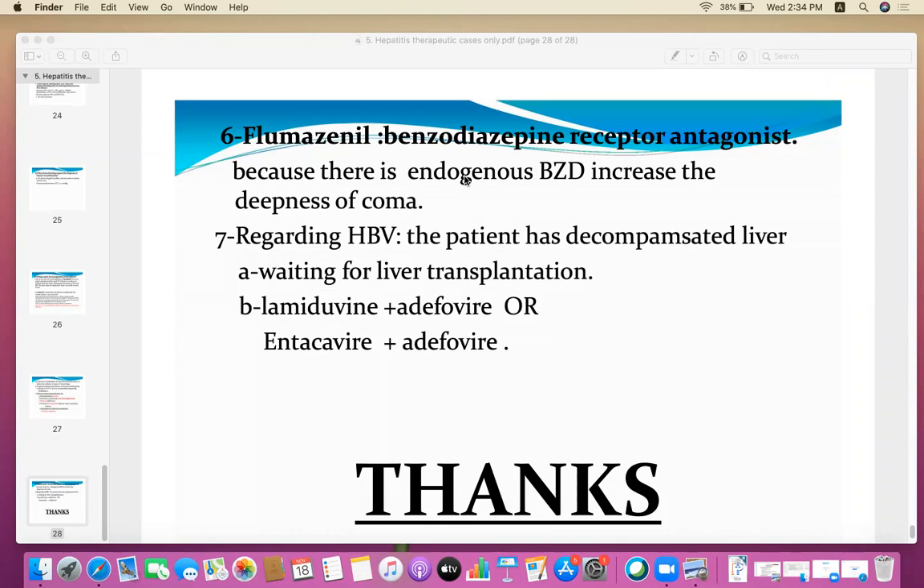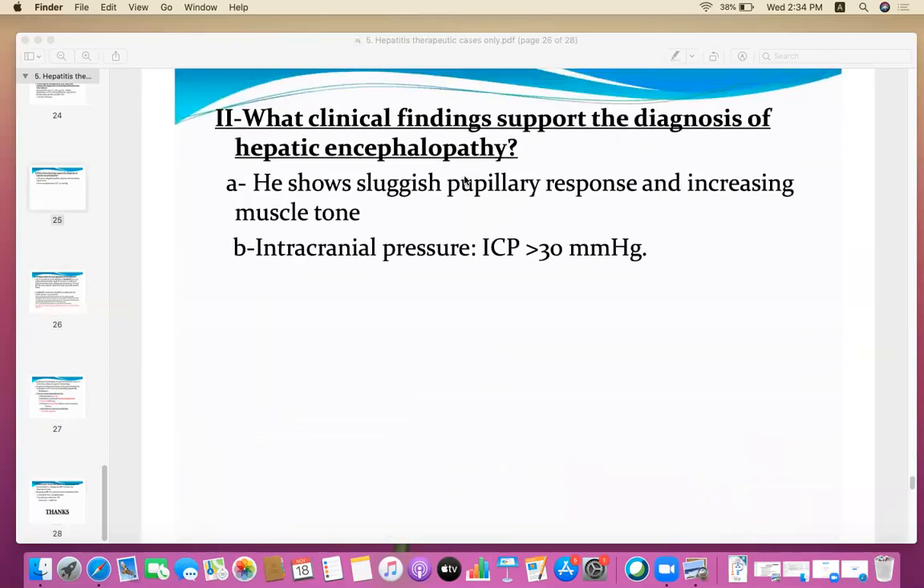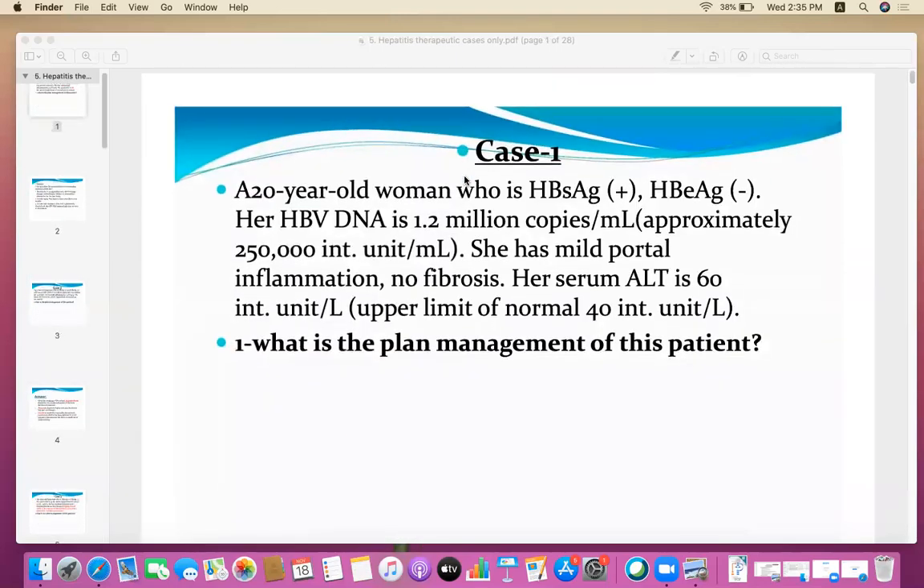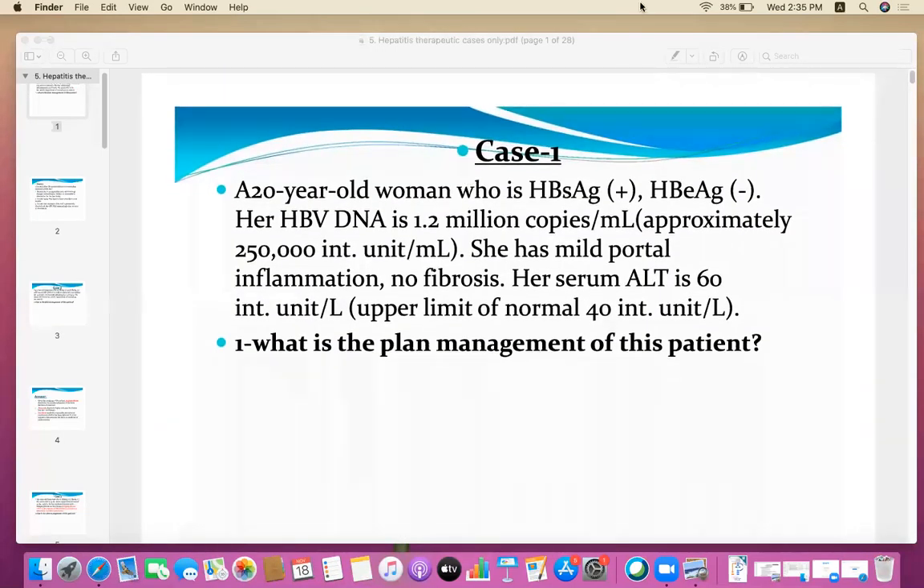For the vaccine, if the patient is more than 20 years old, give 1 ml. And if the patient is less than 19 years old, give 0.5 ml, half of the dose. So this is all about the therapeutics of hepatitis. Wish you all the best. Thank you very much.